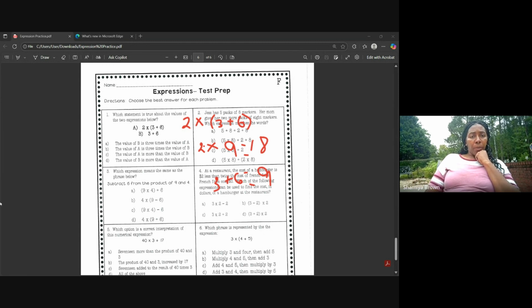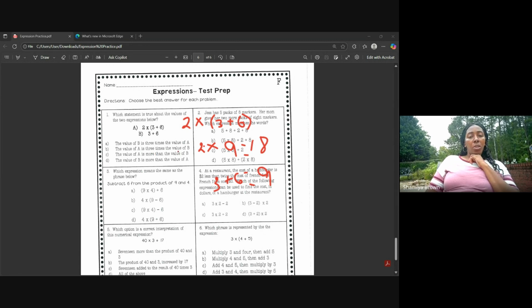Let's look at B. B says the value of A is 3 times the value of B. Well, this is A. It is more than B, but is it 3 times more than it? No, it's not. It's 2 times more, actually. 18 is 2 times more than 9 because 9 plus 9 is 18. So that's not true because it's not 3 times the value of B. It's 2 times the value.